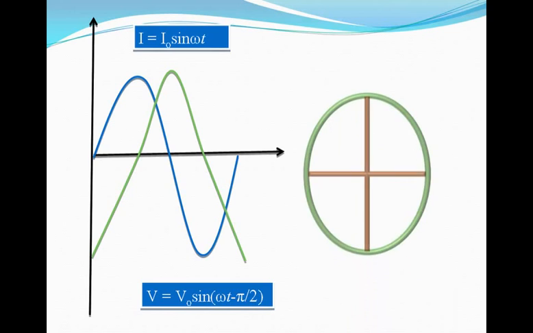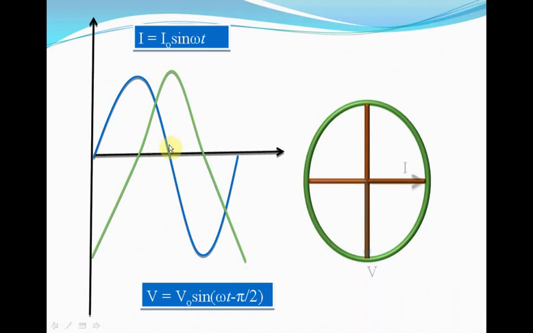So if you draw phasor diagrams, this is how the phasor diagram will be. As you can see, initially at t equal to 0, the phasor diagram shows that the current is along the x-axis, isn't it? Its phase is 0. However, the voltage is pi by 2 behind the current. That's why you see that the voltage is along the negative y-axis, isn't it?